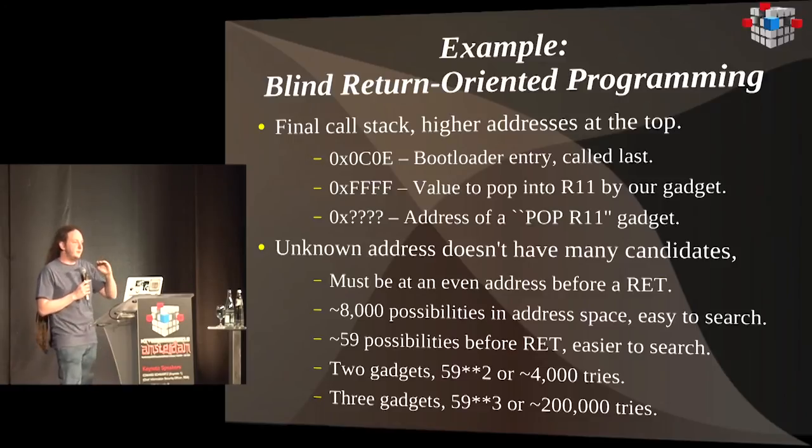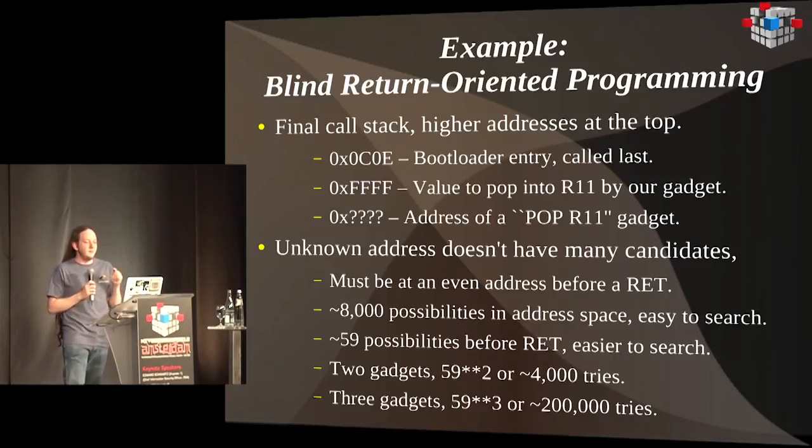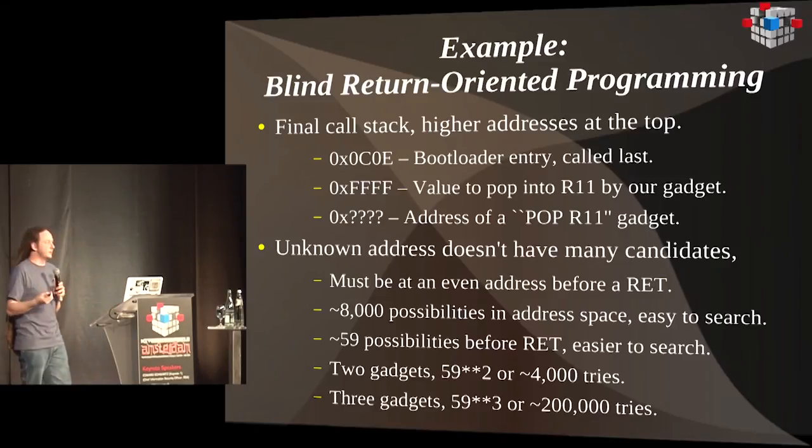Because we've narrowed it down to 59 possibilities, after the narrowing down process, we can do it in 59 attempts. If we weren't to narrow it down first, we could do it in 8,000 attempts. If there are 2 gadgets, then it only takes 59 squared, or 4,000 tries. And for 3, we could do it in 200,000 tries, which is still feasibly small to accomplish in a reasonable amount of time. So you can build these ROP chains even when you don't have a copy of the code, and even when the purpose of the exploit is to get the code out of the chip.